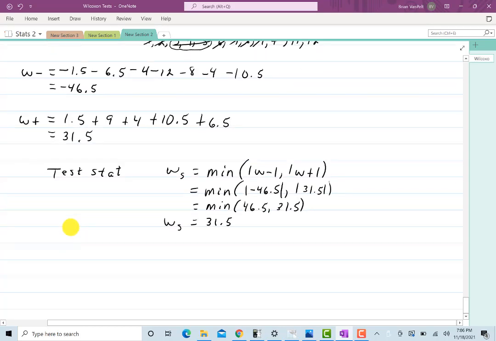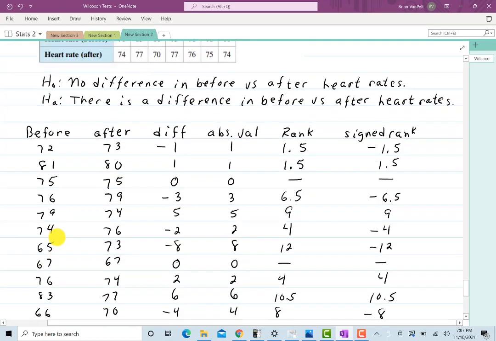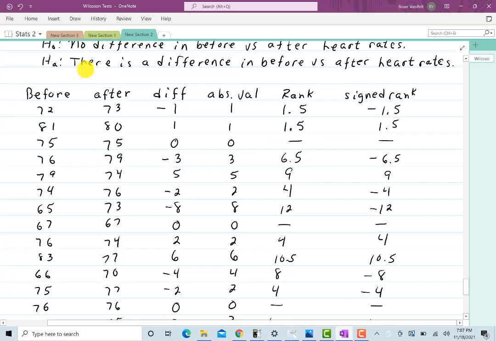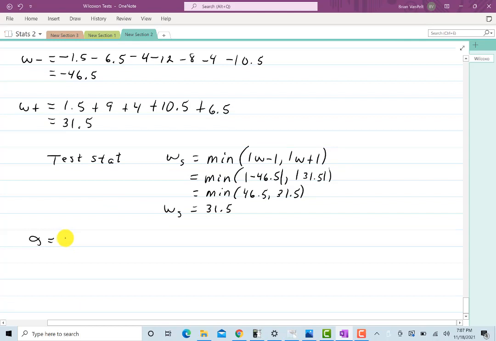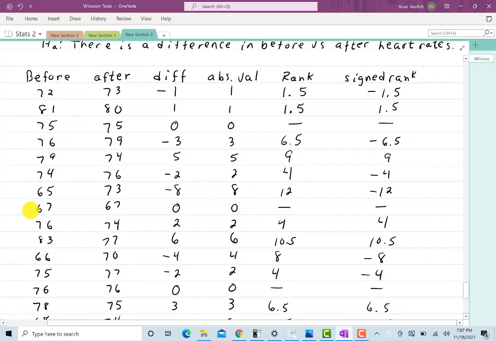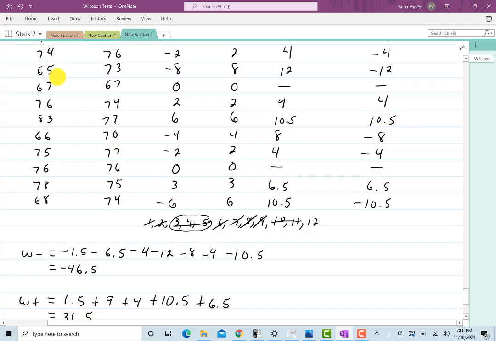Now, let's take a look at our alpha. Let's come back up to find out what that was. That alpha was 0.05. Now, for the table we're going to use, we can simply use the two-tailed test. What was our n? Remember, this n has to be made up of the non-zero items here. So if we look, we have 1, 2, 3, 4, 5, 6, 7, 8, 9, 10, 11, 12. So n is 12.